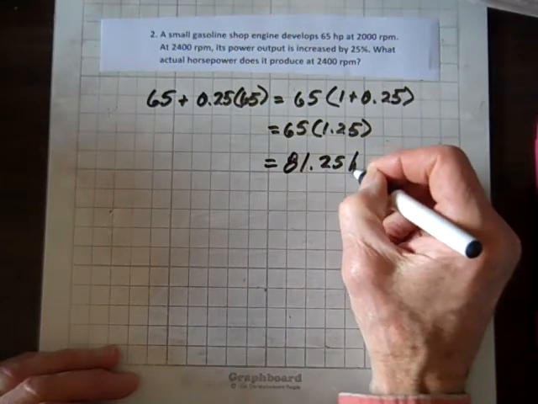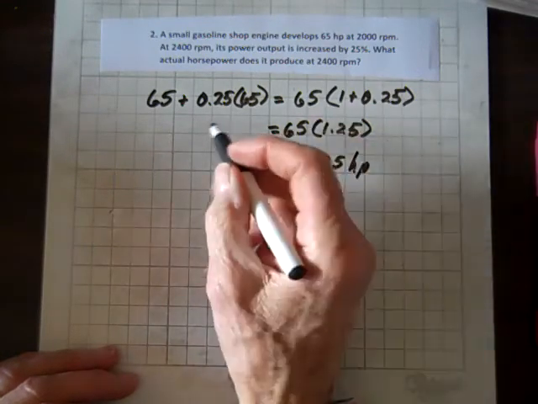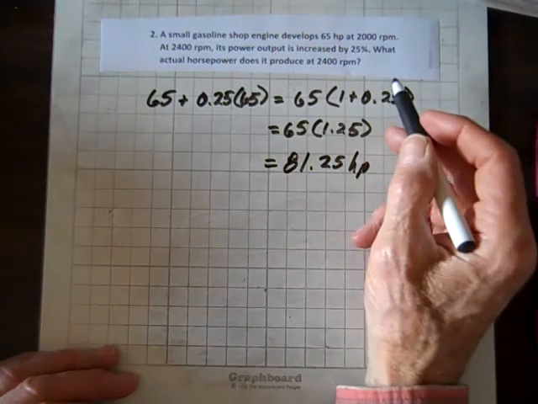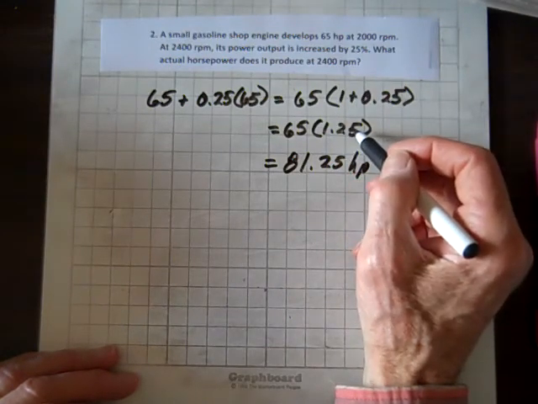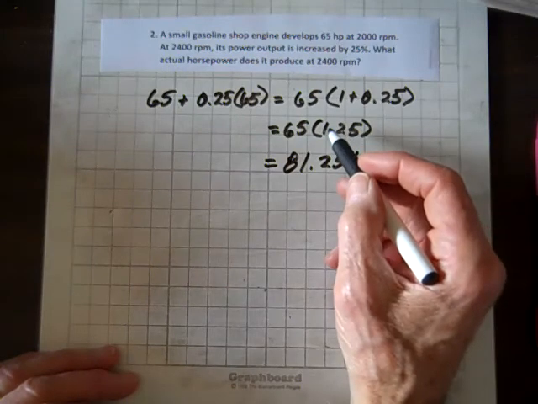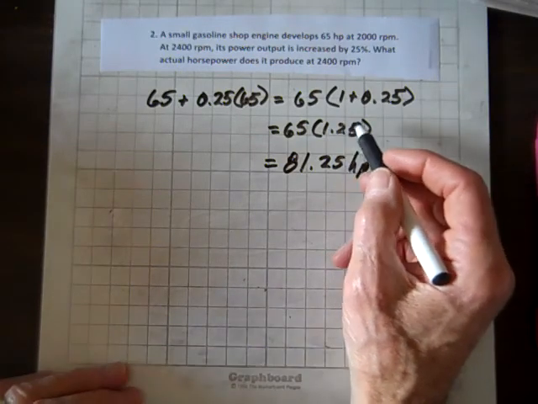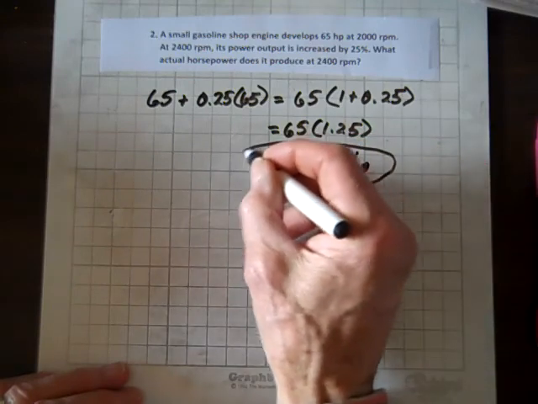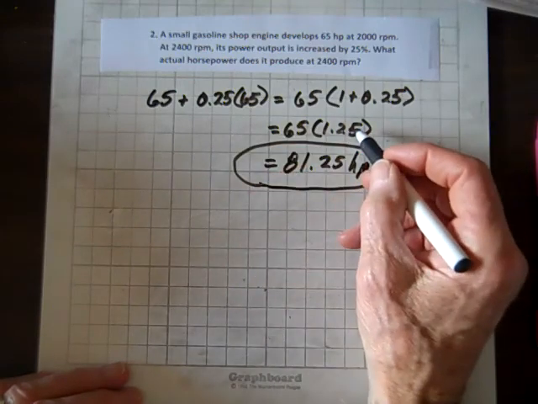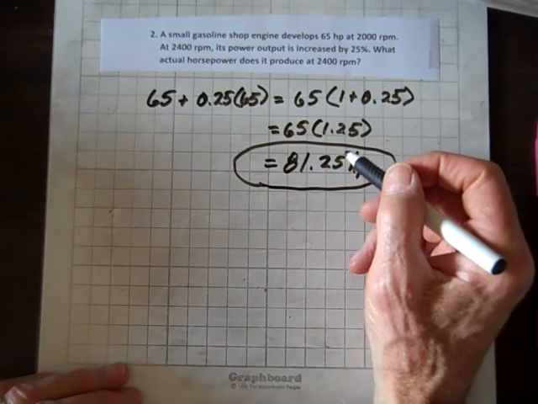horsepower, HP. Now, had we increased it by 50%, we would have multiplied by 1.5. Had we doubled it, we would have multiplied by 2. Anyhow, this time we multiplied by 1.25 because we increased it by 25%, and we're done.